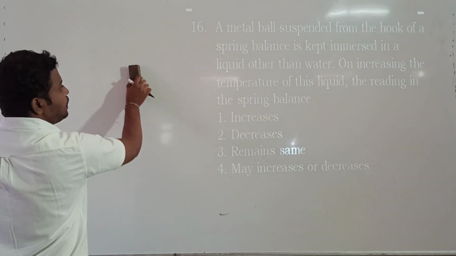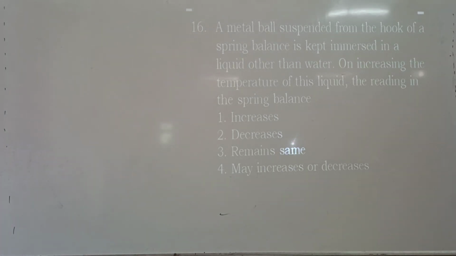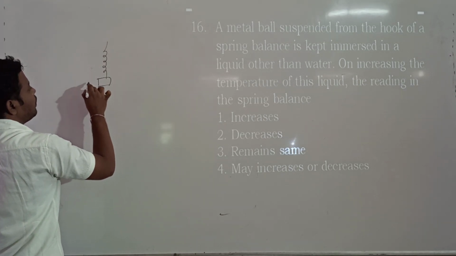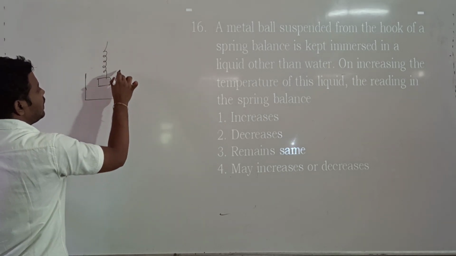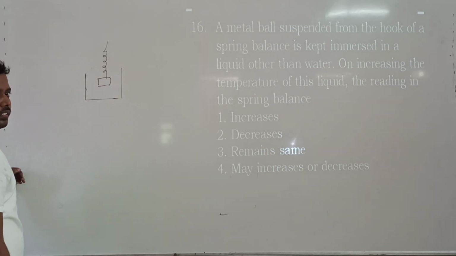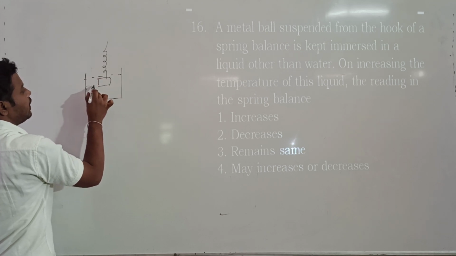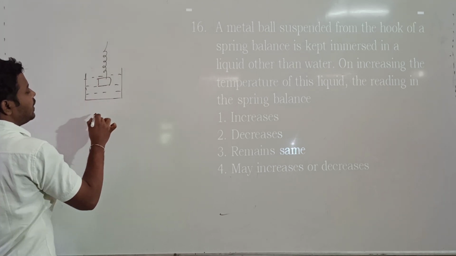A metal ball is suspended from the hook of a spring balance and immersed in a liquid other than water. On increasing the temperature of the liquid. So one spring balance is there. The metal block is there. The metal block is immersed in a container. This container is filled with some liquid. So then what is the reading we will get? That is the apparent weight. So what is the relation for apparent weight?